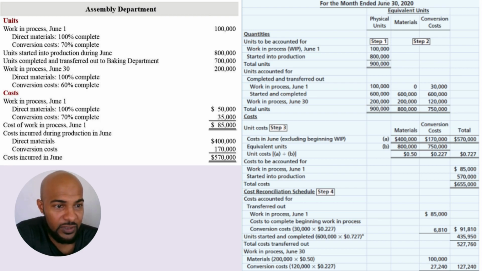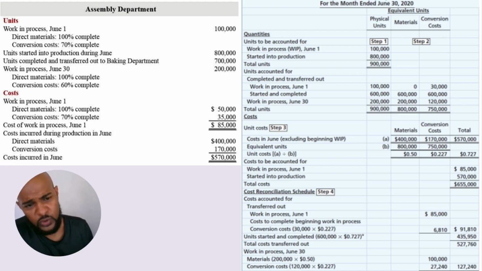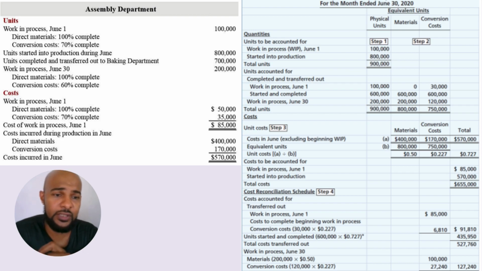Now you'd see that under the physical units column is our step one. So we list two sets of things inside of there. We want to look at the units to be accounted for and the units accounted for. So under units to be accounted for, basically we take in all the units in our work in process at the start and the total units that were started into production. So that's 100 units at the beginning, that was our starting work in process. And then we started into production 800 units. So in total, that's 900 units that has to be accounted for, so to say.